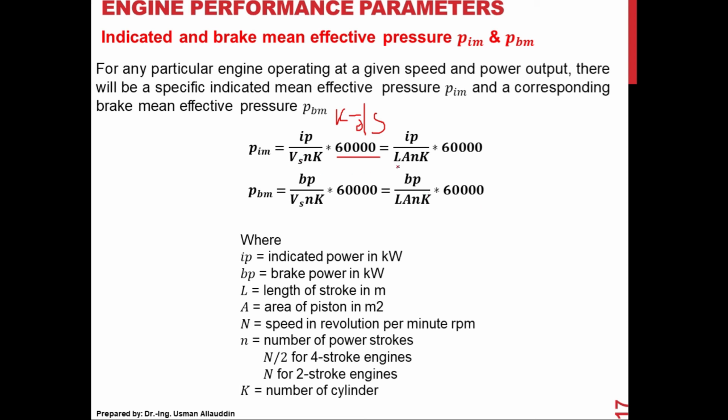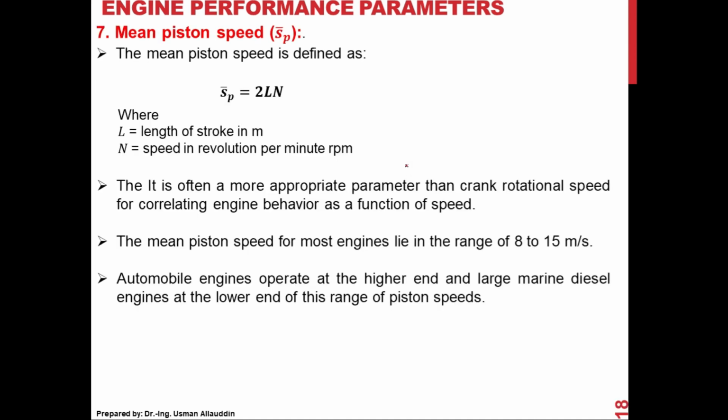Swept volume will be equal to stroke length times piston area. The mean piston speed is a very simple thing. For mean piston speed you get 2LN, where L is the stroke length in meter and N is the revolution per minute. And here it should always be N. It's not that for a 4-stroke engine you will use N by 2 and for a 2-stroke engine you will use simple N.